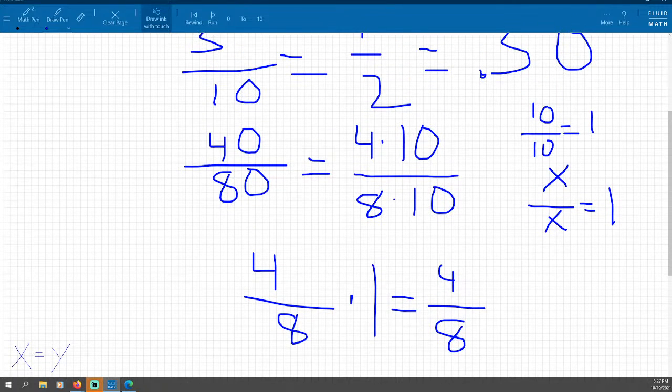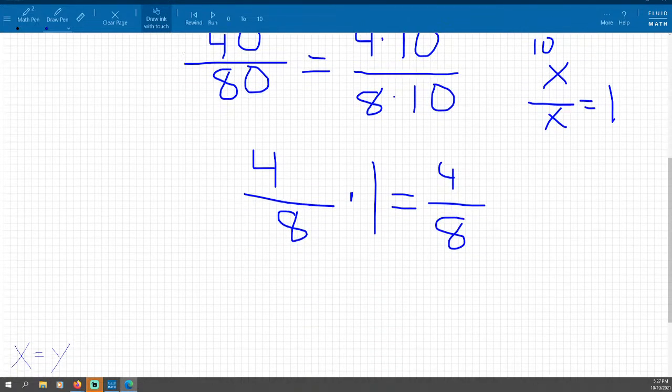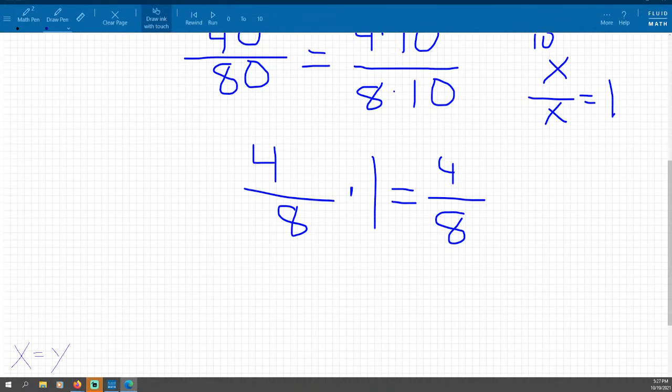So when you do this, when you replace this factor of 10 over 10, x over x equals 1, the process of doing that is called canceling. And the steps for finding equivalent fractions define the process of what we call reducing. So even 4/8 can be reduced more.